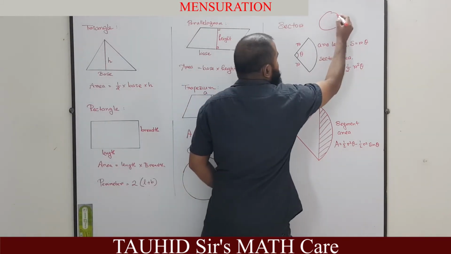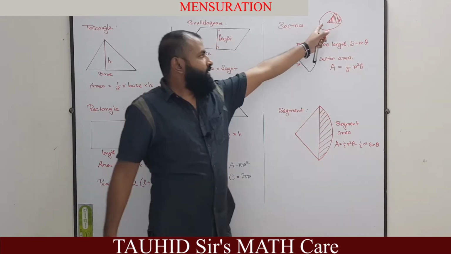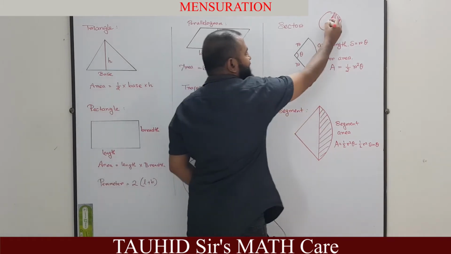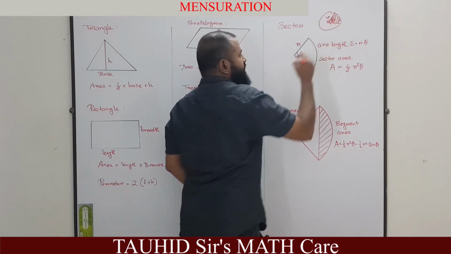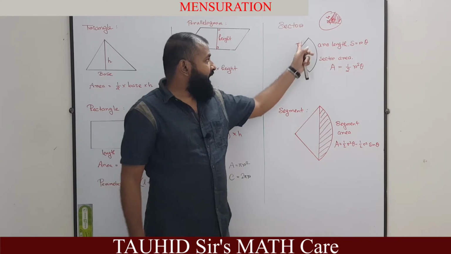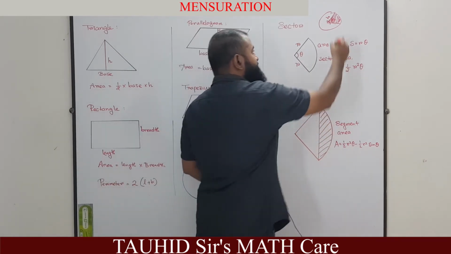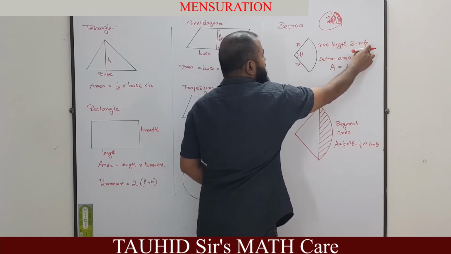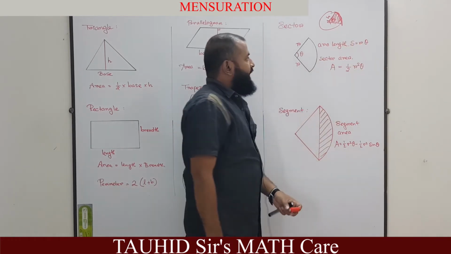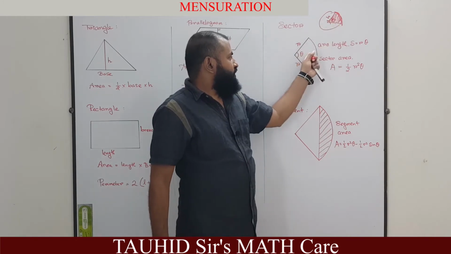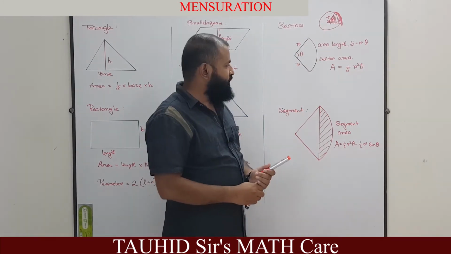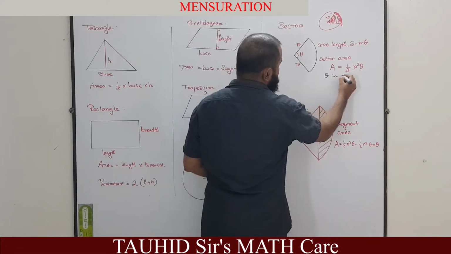Sector: from a circle, if we cut only this portion, this is called a sector. If the angle here is theta and the radius of the circle is r, the arc length, meaning this length, we express it as s equal to r into theta. And the sector area, that means this area, is half into r square theta, and a condition here is that theta is in radians.